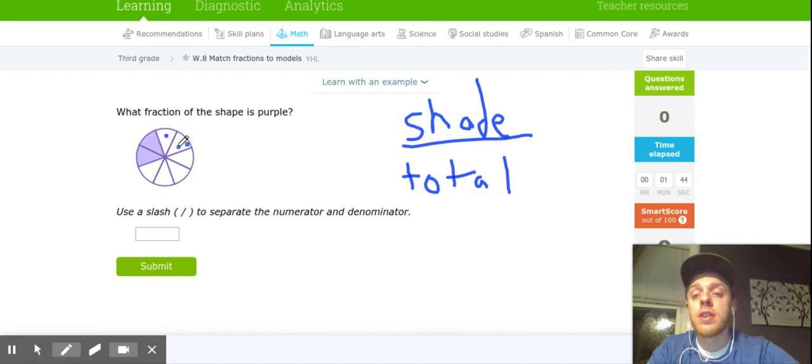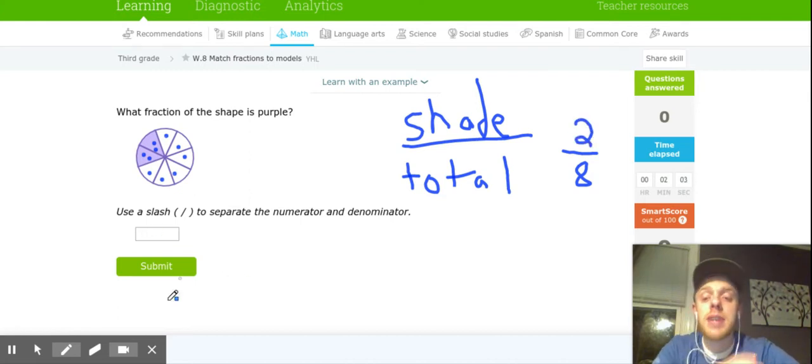So I go 1, 2, 3, 4, 5, 6, 7, 8. That means that I have 8 total parts. And then I can come back and decide which ones are shaded. I just like to double dot. There's 2. 2 parts that are shaded.